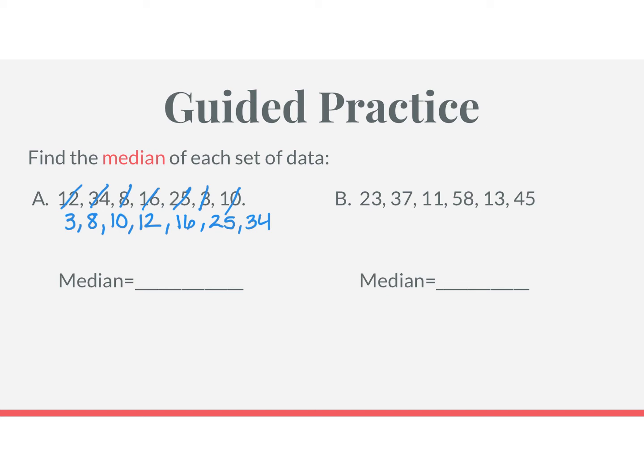So my next step to find the median is to cross out one number at a time from both sides until we reach the number in the middle. So we can cross out the 3 and the 34, the 8 and 25, the 10 and the 16, and then we're left with 12 in the middle. So our median for this data set is 12.